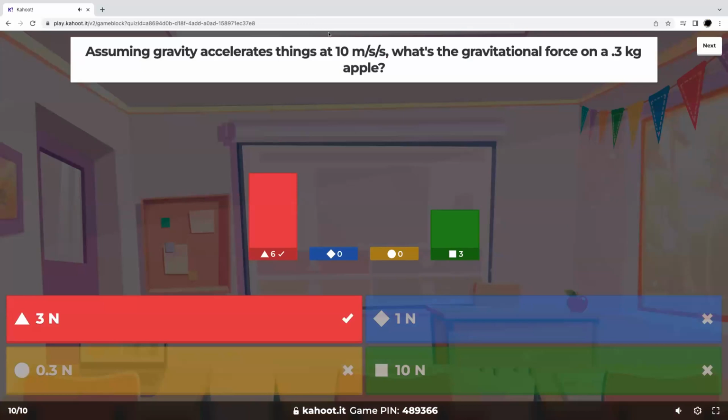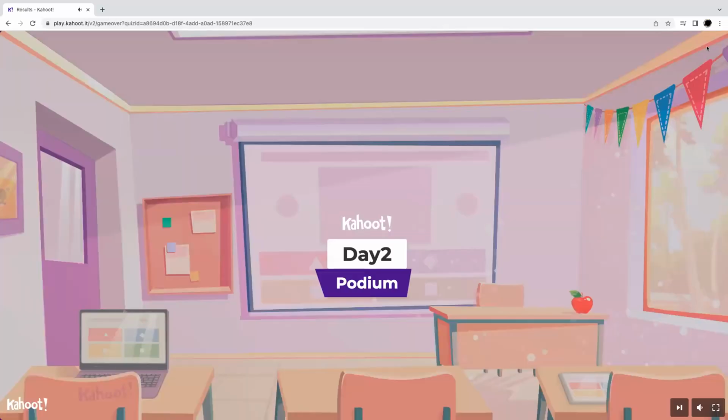Anyway, yeah, very straightforward F equals ma problem. Looks like a few people just said 10 newtons because of 10 acceleration, but we're looking at the force specifically on this apple here. And in that case, we have force is equal to the mass, which is 0.3, times an acceleration of 10. So 0.3 times 10 is 3 newtons. And that's going to be the correct answer, which most people did manage to get.